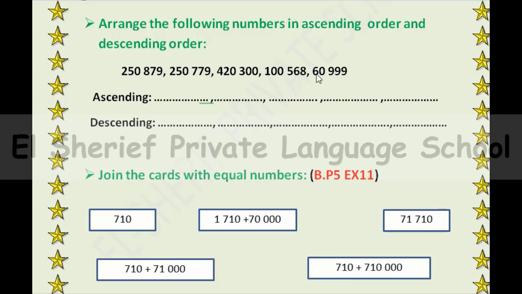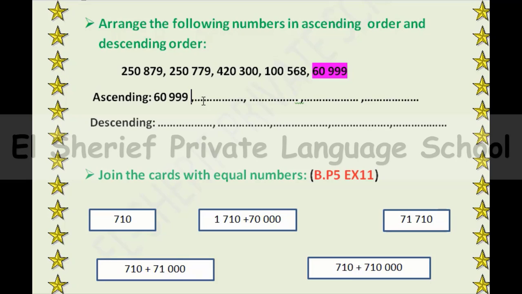Okay, so the smallest one is 60,999. In ascending order we start with the smallest one, so 60,999 is the first one. Okay, we cancel 60,999.